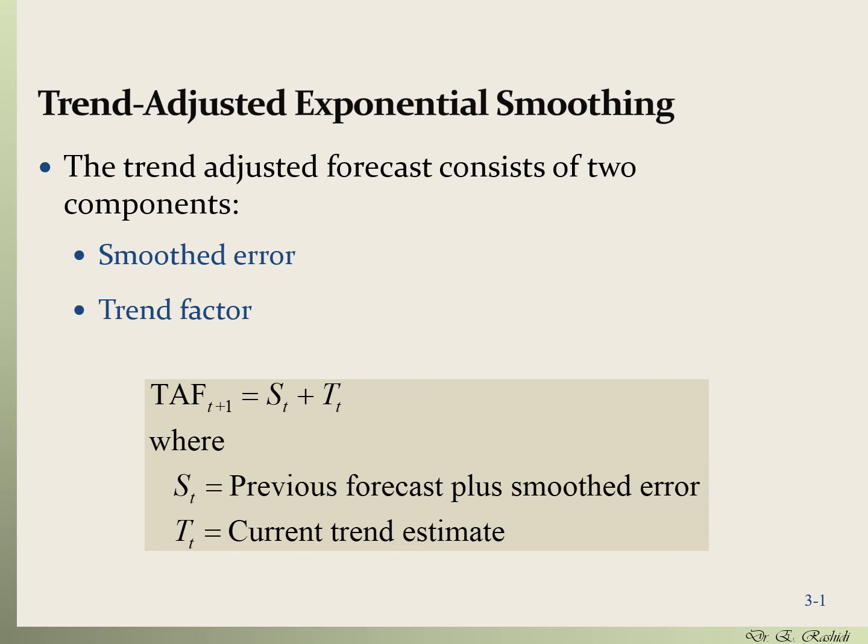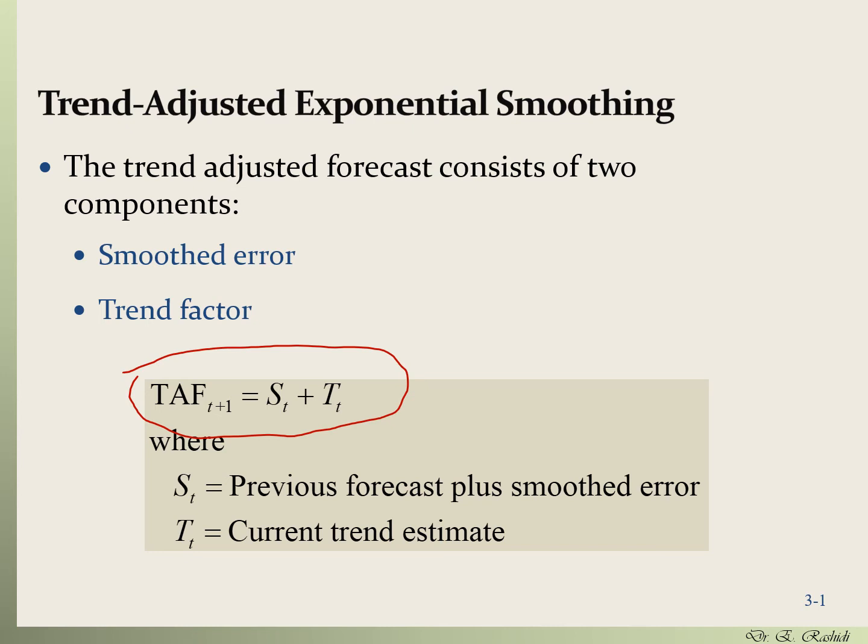The trend adjusted exponential smoothing forecasting method has two components. It has the smoothing component and the trend component. As you can see from the formula, TAF for t plus 1 is the trend adjusted forecast for the next period t plus 1. We are in period t. So that's equal to the smoothing component for period t, which is the previous forecast that you have made, plus the smoothed error. T, the capital T of the current period, is the current trend estimate in your data.